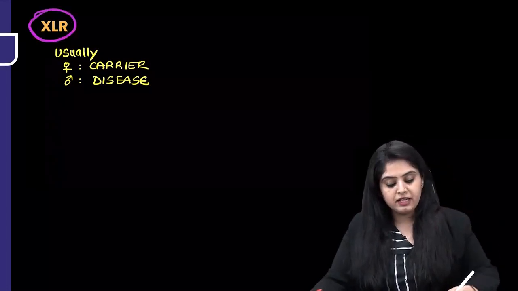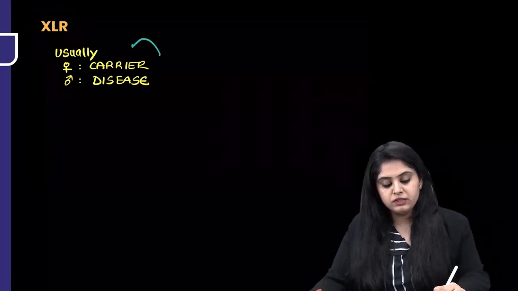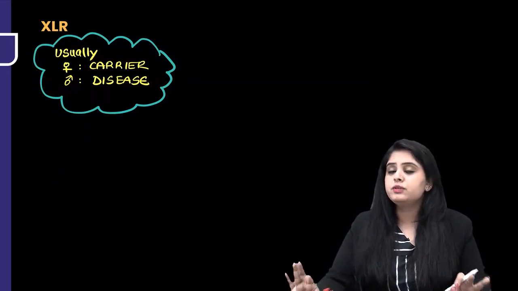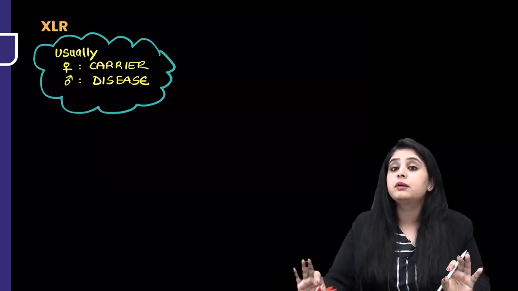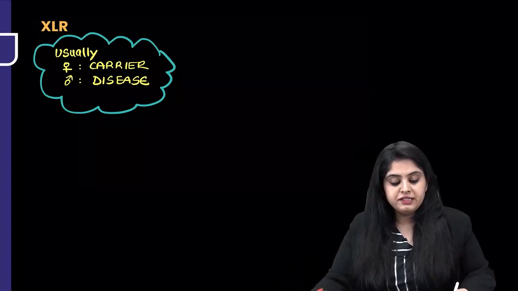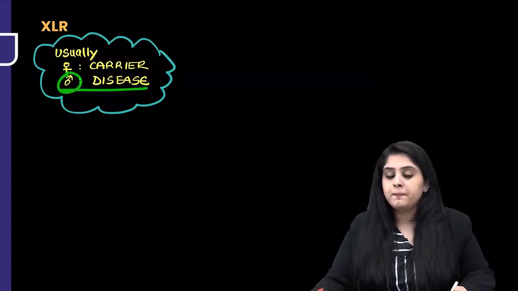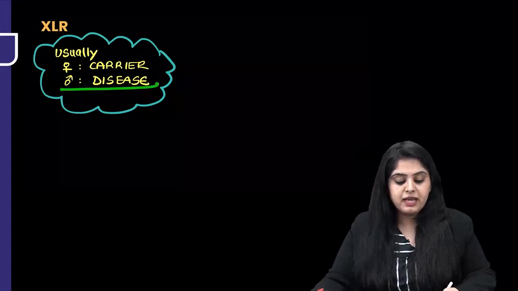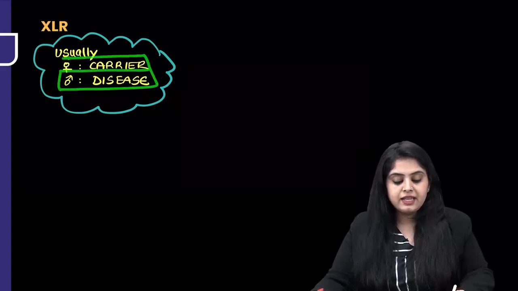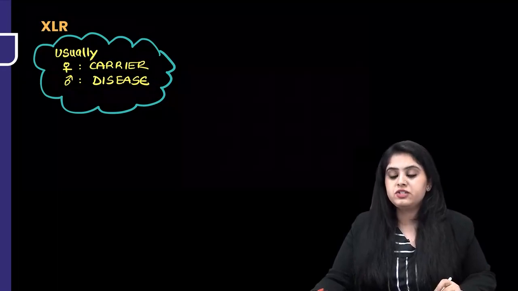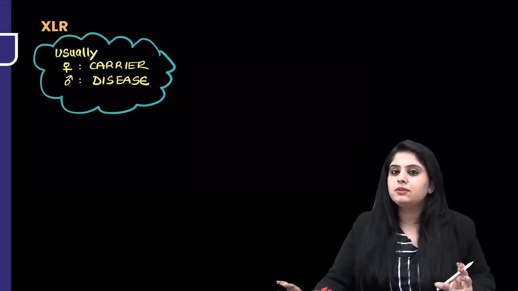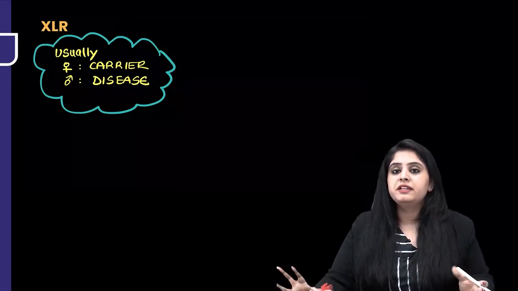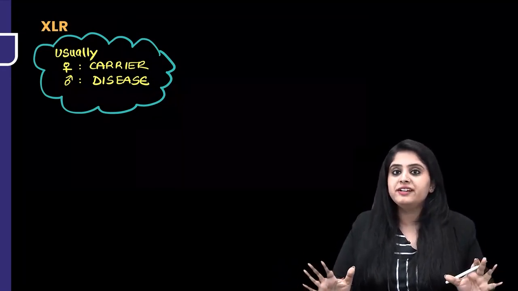Now coming to XLR. In XLR, first you will have to learn the rule. The rule says that in most of the cases, not always, but most of the cases, the disease will happen in the male gender and the carrier state will happen in the female gender. Repeating, the disease will happen in the male gender and the carrier state will happen in the female gender. Because male and female has started here, you have to be very, very wise. You have to be very wise in terms of there should not be any gender discrimination.